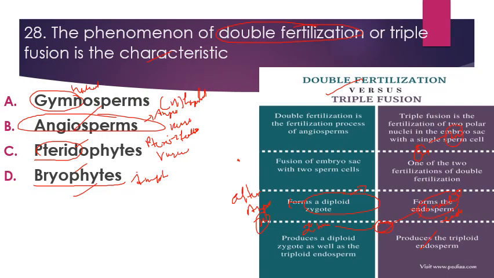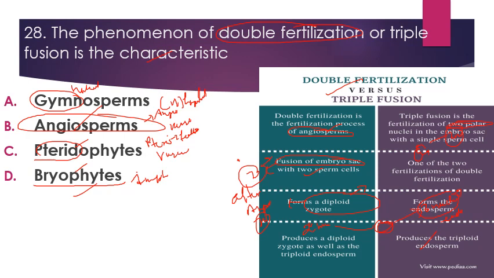The next difference between double fertilization and triple fusion. Double fertilization is the process of fertilization as occurs in case of angiosperm that I have already discussed. Triple fusion also occurs in angiosperm. In it, two polar nuclei fuse with one male gamete. In double fertilization, there are two male gametes inside this pollen tube, and both male gametes fuse. The one fuses with the egg and the second fuses with the polar nuclei. So that's why this is called double fertilization.